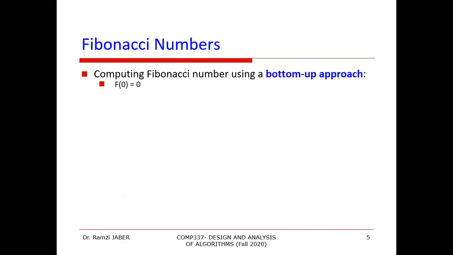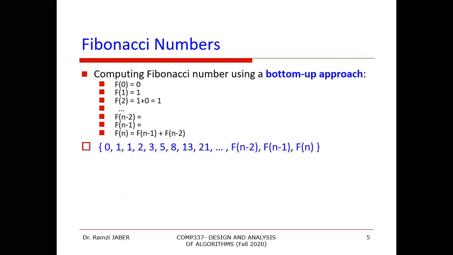But from bottom to up, we must use memory space because we must save the old values. f0 equals 0, f1 equals 1, f2 equals f0 plus f1. So we must store the values of f0, f1, and also f2. Then f3 equals f2 plus f1. So every term in the sequence must be stored in the RAM, in the memory. That's why the space complexity is also order of n. We have n elements, so we have n variables stored inside the memory.